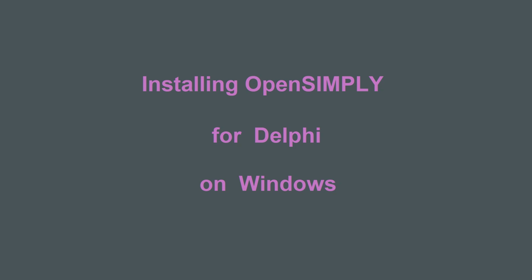This video explains the automatic installation of OpenSIMPLY for Delphi on Windows. It is assumed that you already have the downloaded OpenSIMPLY package. This package is a regular zip archive containing a folder structure.